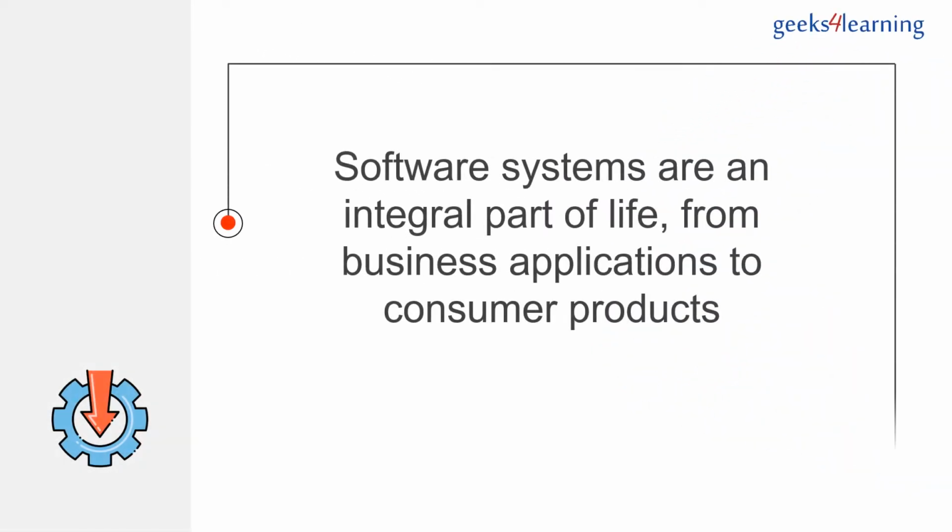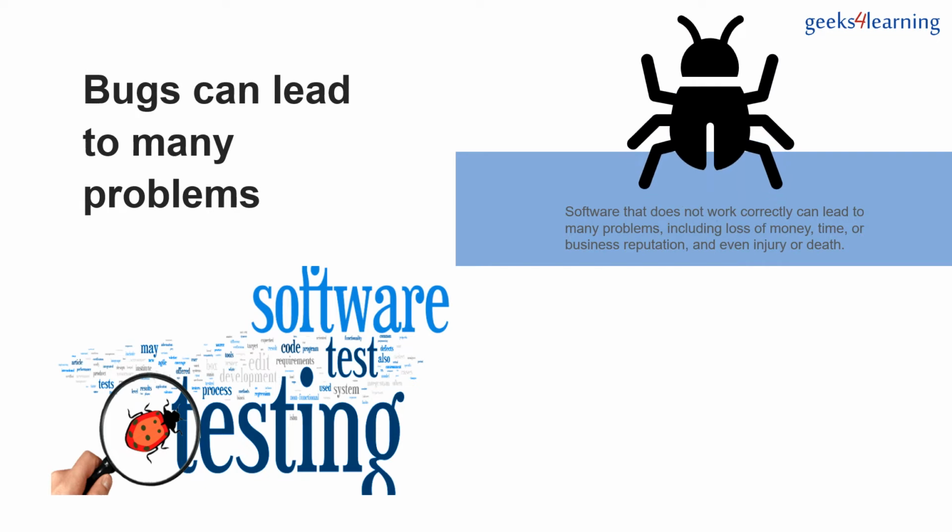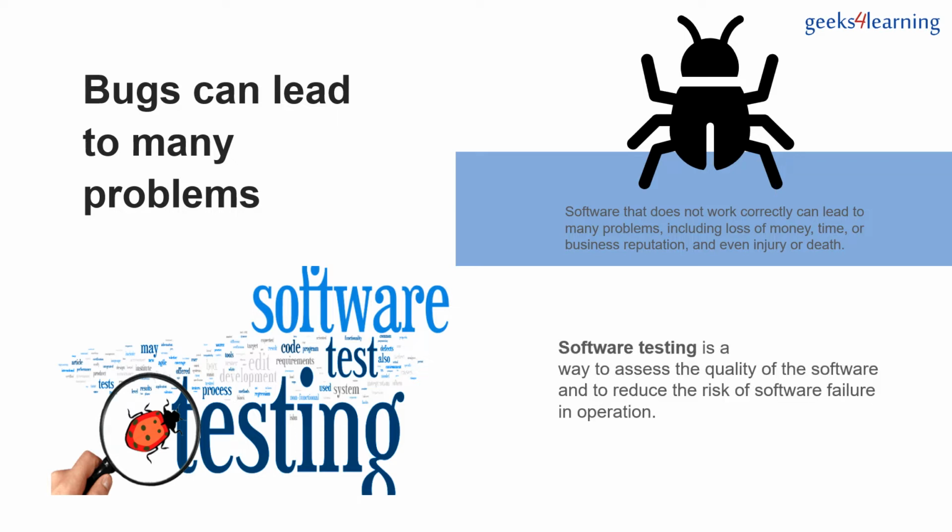Software systems are an integral part of life, from business to consumer products. Most people have had an experience with software that did not work as expected. Software that does not work correctly can lead to many problems, including loss of money, time, or business reputation, and even injury or death. Software testing is a way to assess the quality of the software and to reduce the risk of software failure in operation.